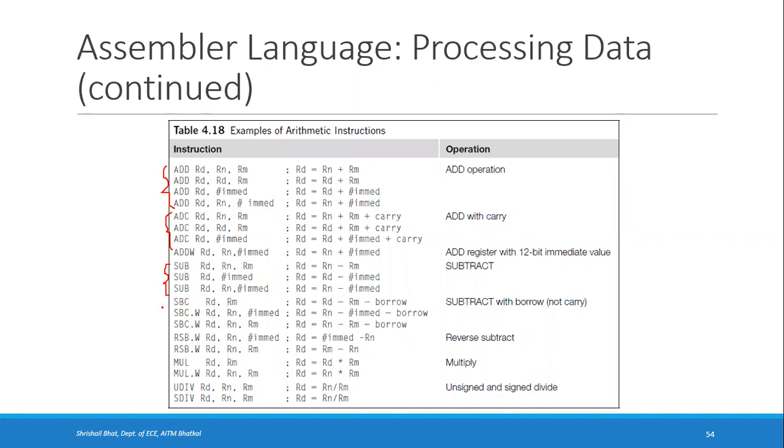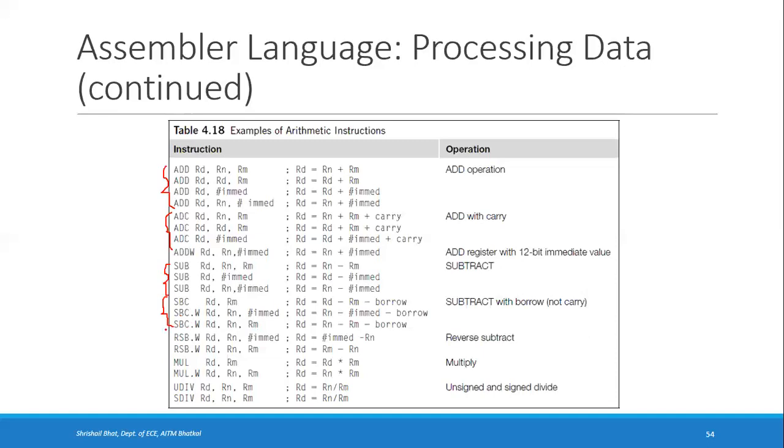So there is another instruction, SBC. This will subtract with borrow. Here it does RD minus Rm minus borrow and stores the result. SBC.W means wide. Rn minus immediate minus borrow. So whenever you have SBC, borrow will be subtracted from this and the result will be updated.